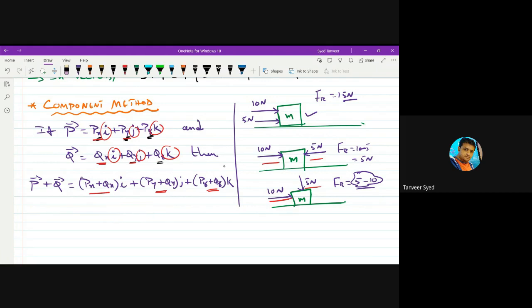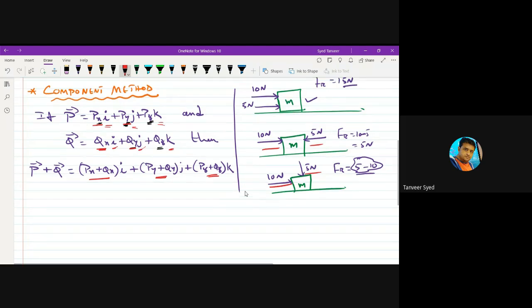So the point to be noted: vectors can be added directly only when they are in the same direction. If they are in different directions, what to do? There is a procedure, we will come to that. But when you add vectors by the component method, you need not worry about the direction, because i, j, k are there to tell the direction. So simply add i to i, j to j, k to k. That's all. You will get the resultant sum of two vectors.